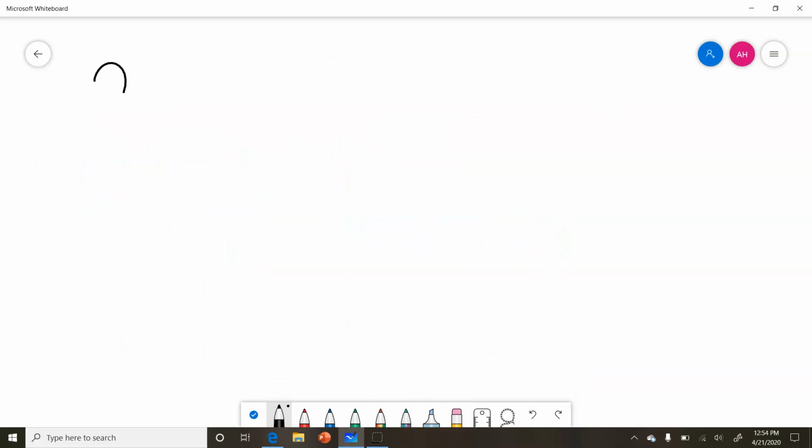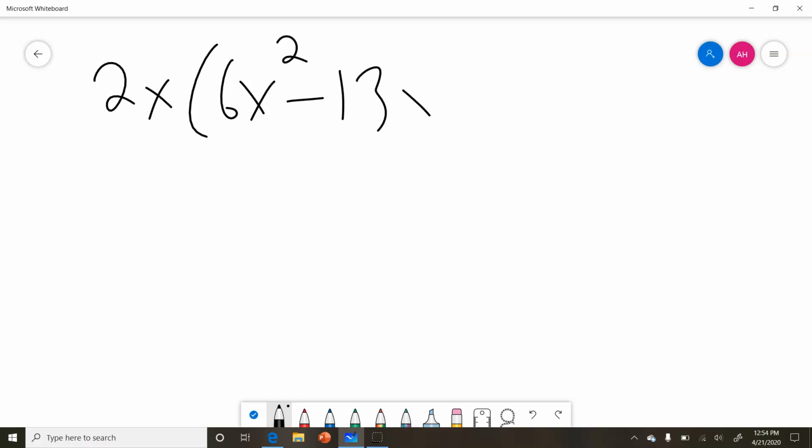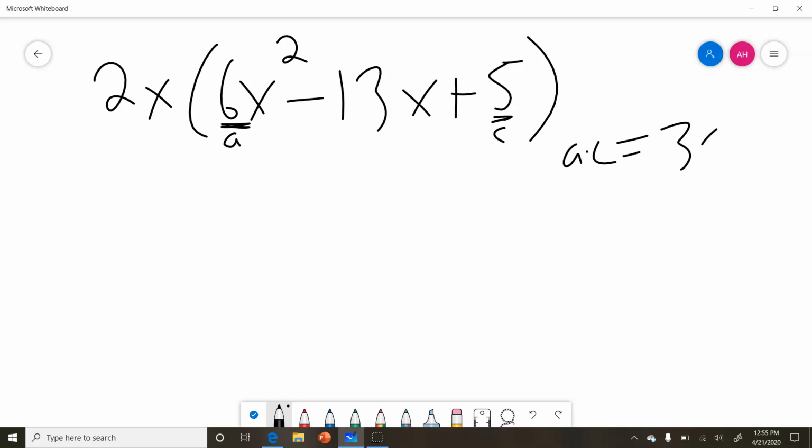So we have this right here. We have 2x times 6x squared, minus 13x plus 5. With this one right here, now we are going to do our A and C. If you remember, this is A and this is C. If you need to write that down, A and C, I'm going to do A times C, which in this case is 30. Then I use B, which is the number right in front of the x. That's B, and B in this case is negative 13.